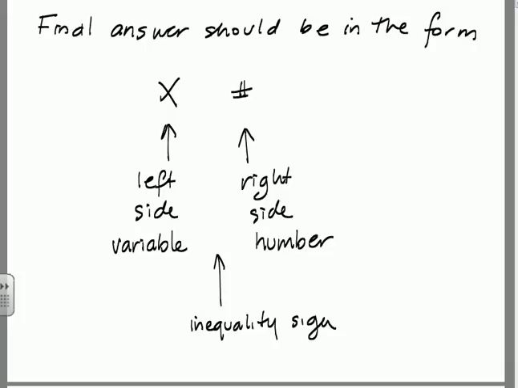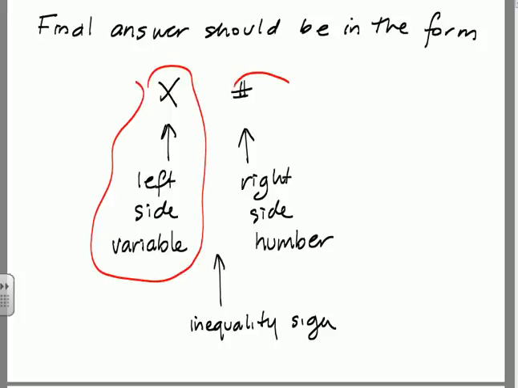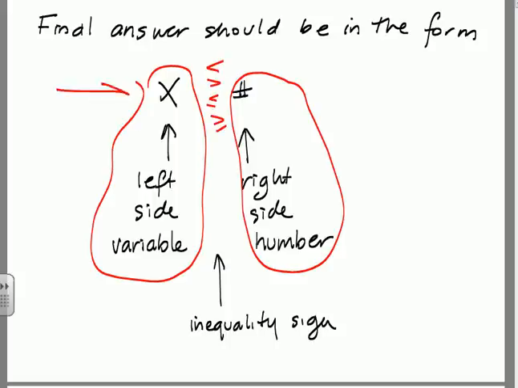Okay, one thing that I want to point out: the final answer should be in the form where, on the left-hand side of your inequality, you have the variable, in this case an x. On the right side, you have just a lone number, and your inequality, whether it's less than, greater than, or less than or equal to, goes in the middle. The important thing to remember is you want that variable on the left-hand side. If it's not, you just pick it up and turn it around. It's very easy to take care of. So let's take a look at some examples.